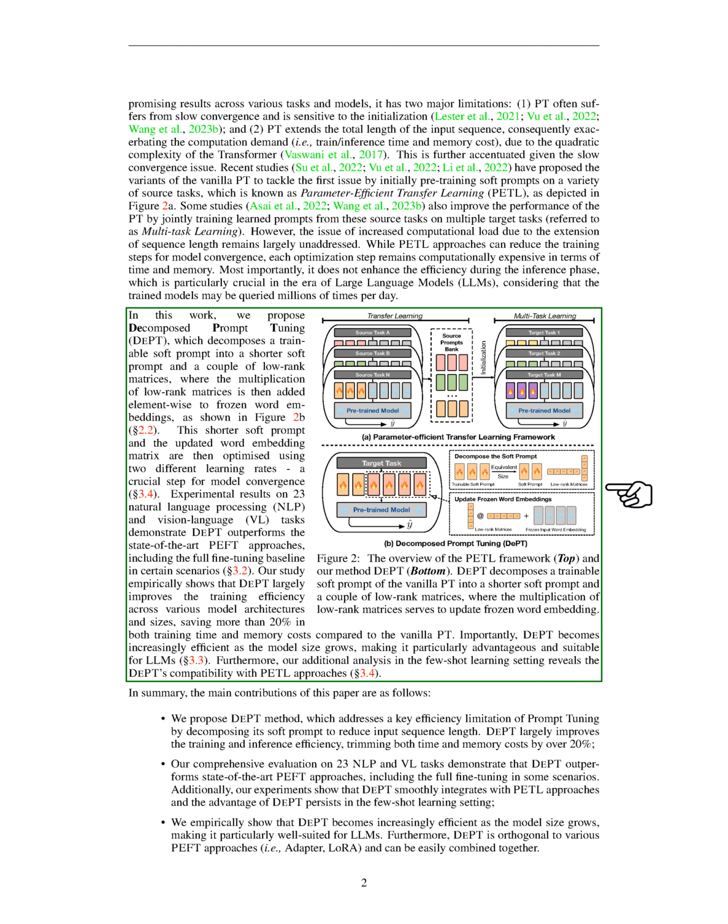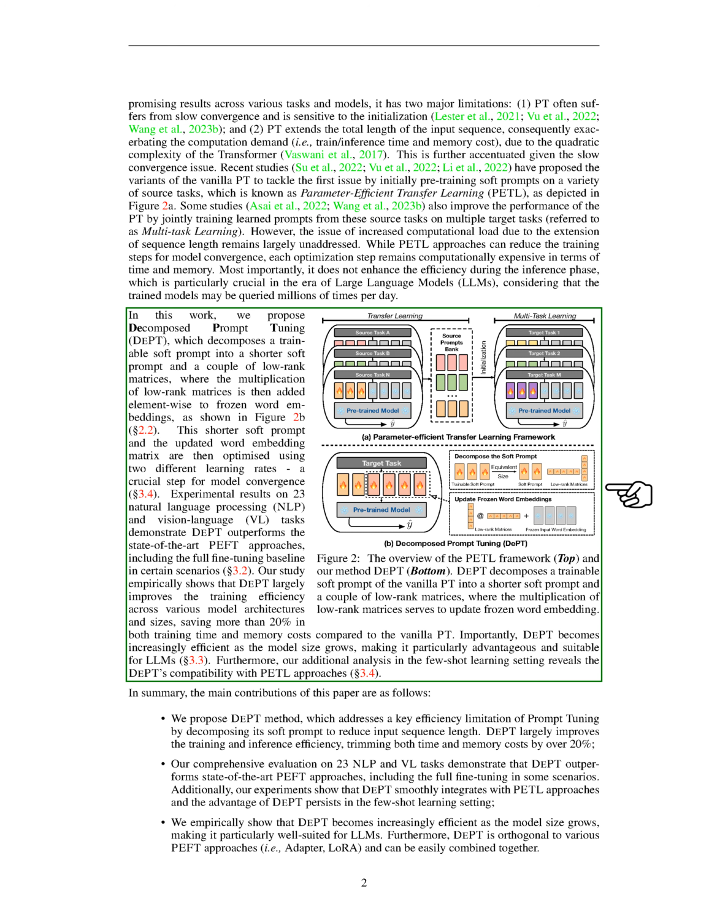In this paper, we propose a new method called Decomposed Prompt Tuning, which breaks down a trainable soft prompt into a shorter soft prompt and a couple of low-rank matrices. The multiplication of these low-rank matrices is then added element-wise to frozen word embeddings. This shorter soft prompt and the updated word embedding matrix are then optimized using two different learning rates, which is a crucial step for model convergence. Our experimental results on 23 natural language processing and vision language tasks show that decomposed prompt tuning outperforms the state-of-the-art parameter-efficient fine-tuning approaches, including the full fine-tuning baseline in certain scenarios.